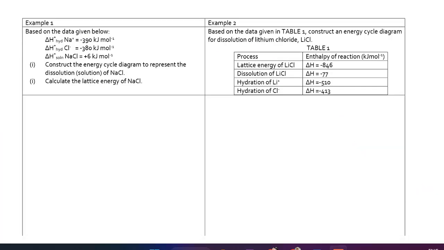Next we look at an example. Example 1: given the data, construct an energy cycle diagram to represent the dissolution of NaCl and then calculate the lattice energy. We start off with NaCl in the form of solid, the solute. When it dissolves in water, it will form a solution.